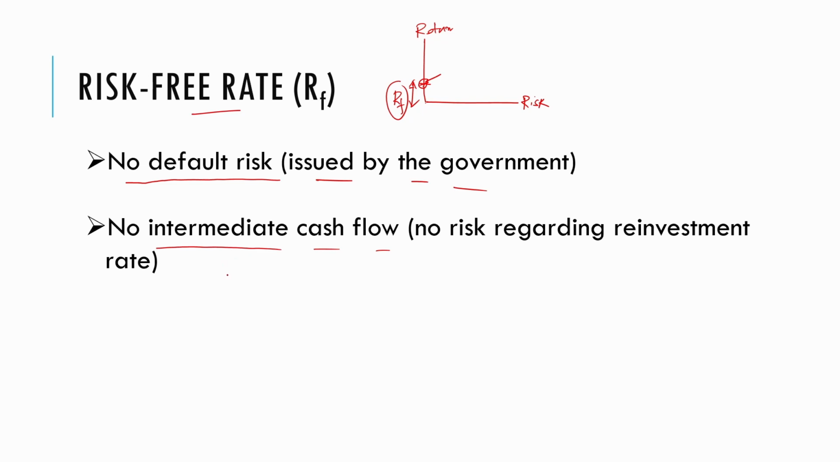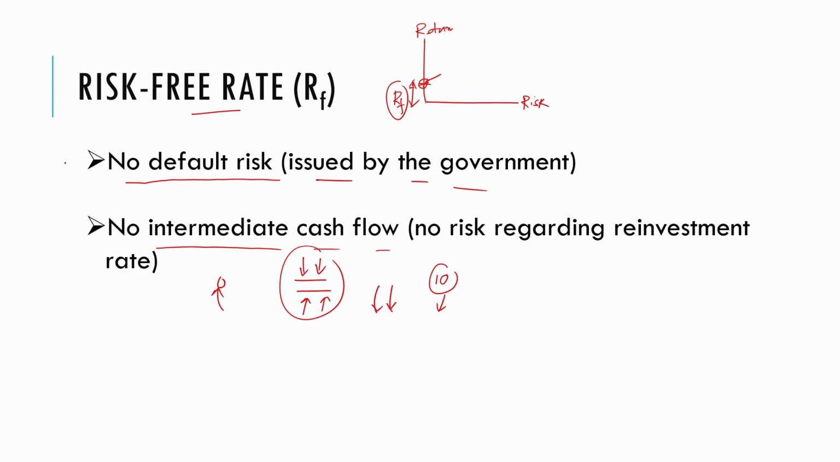Suppose it is a bond and you are investing in year 0, and the bond matures after 10 years, year 10, then there should not be any intermittent cash flow in or out. You invest once and get it after 10 years, so there is no possibility that you invest again in between at a different interest rate, or you take out money. No such possibility is there.